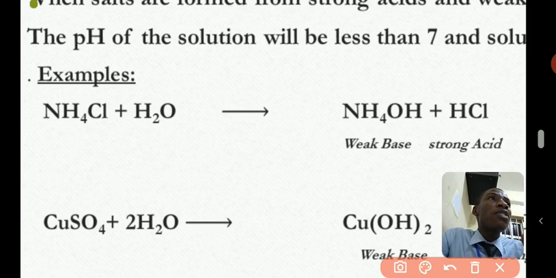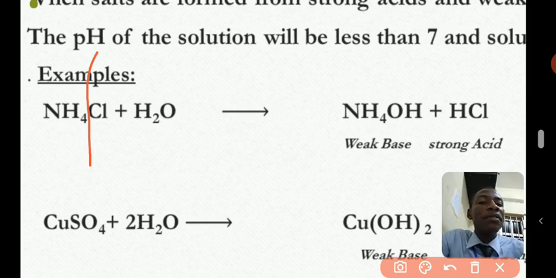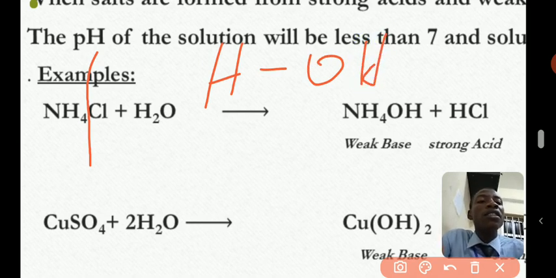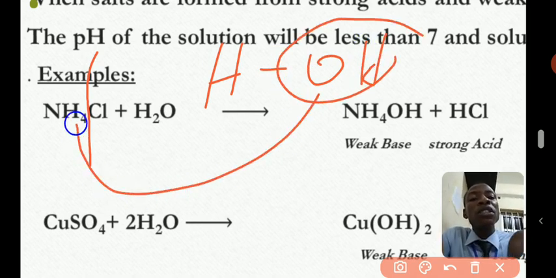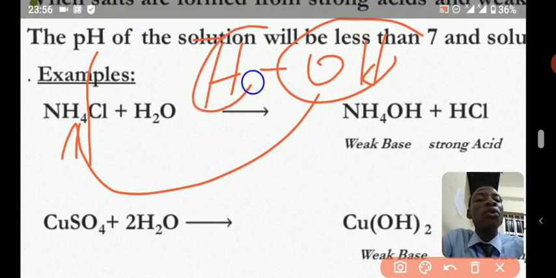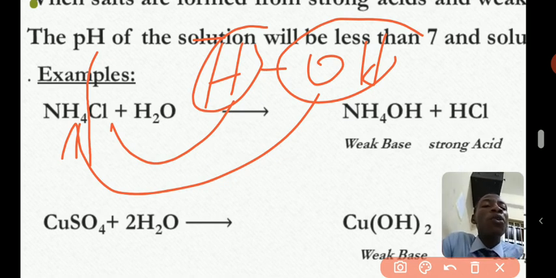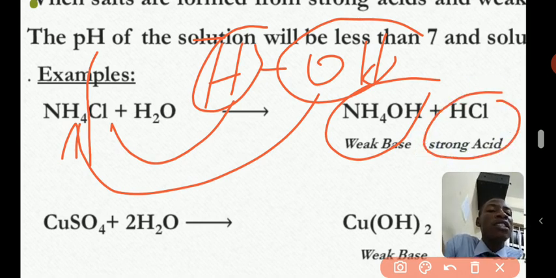Now, when you dissolve it in water, this is what happens. Water will break the ammonium chloride. You know, water is H2O, that's H and OH. So the OH will go to the cation, which is the ammonium ion, while the hydrogen will go to the chloride, which is the anion. The minus will attract the plus, like we normally do. So if the NH4 picks OH, you form NH4OH. If the H picks chlorine, you form HCl.